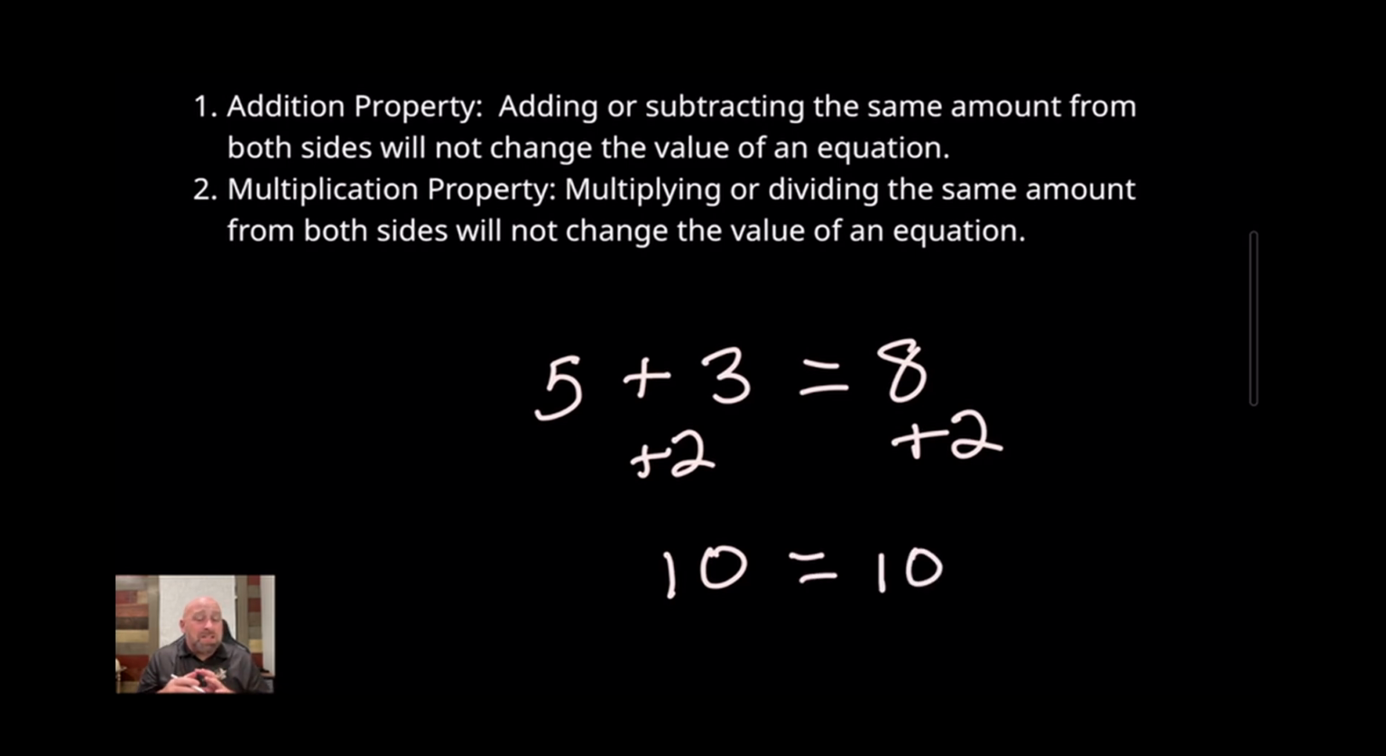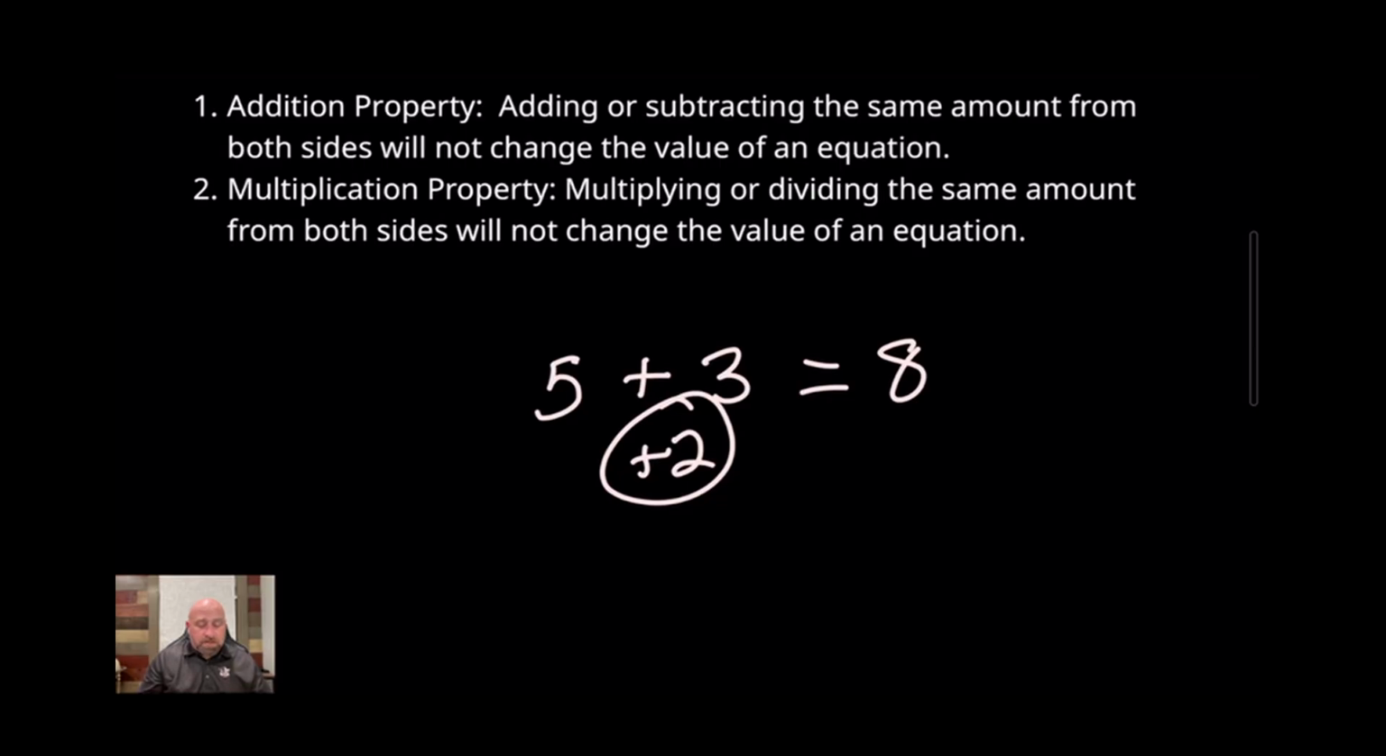We didn't change, now it technically changed the value of it. In other words, it made it 10 instead of 8 equals 8, but it doesn't change the validity. It doesn't change the fact that it's true, okay? 10 equals 10. 8 equals 8. It didn't give us a wrong answer. Now, watch what happens if I only do it to one side. So let's say I only add 2 to this side.